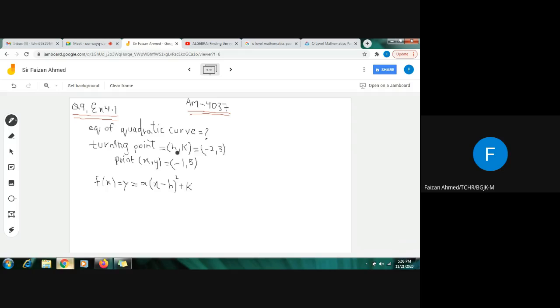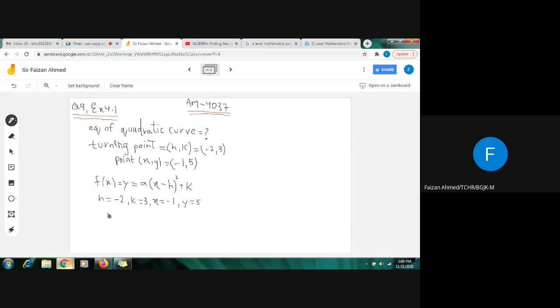Now since we know the turning point, that is h and k, and we also know the values of x and y, we will just put them into this vertex form. I am just writing my data over here. The value of h is -2 and the value of k is 3. This parabola is passing through a point given in the form of x and y, so x equals -1 and y equals 5. I will put these values in the vertex form to get the value of a.